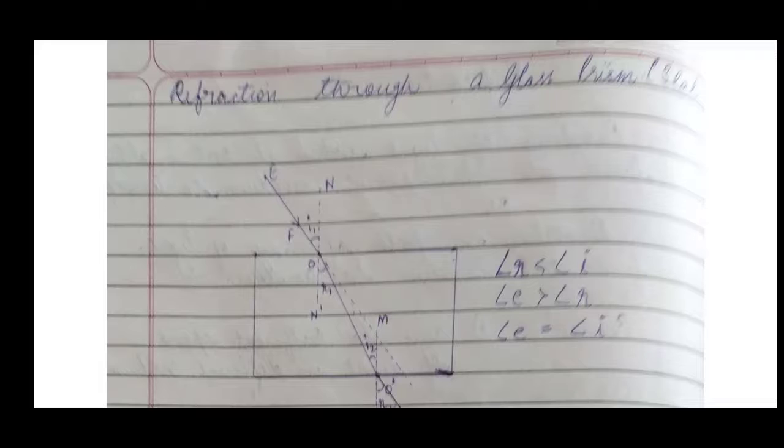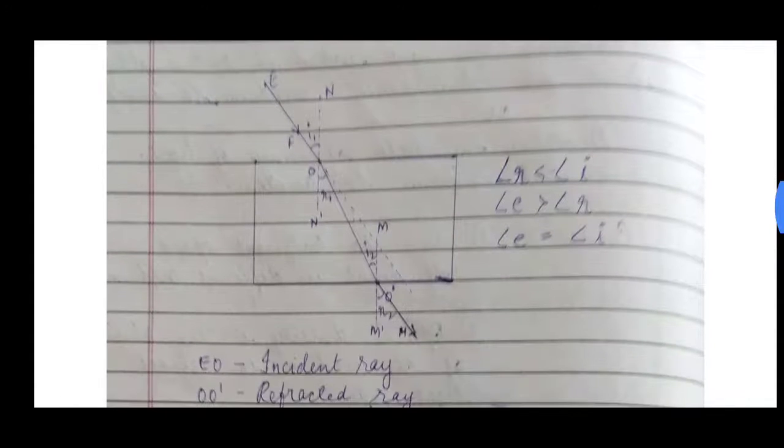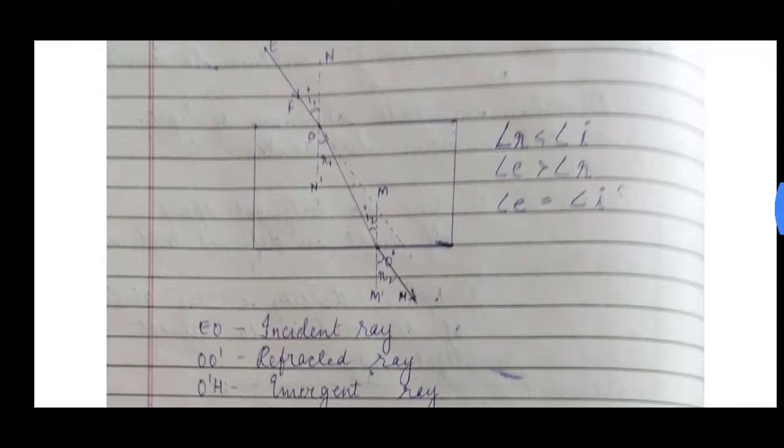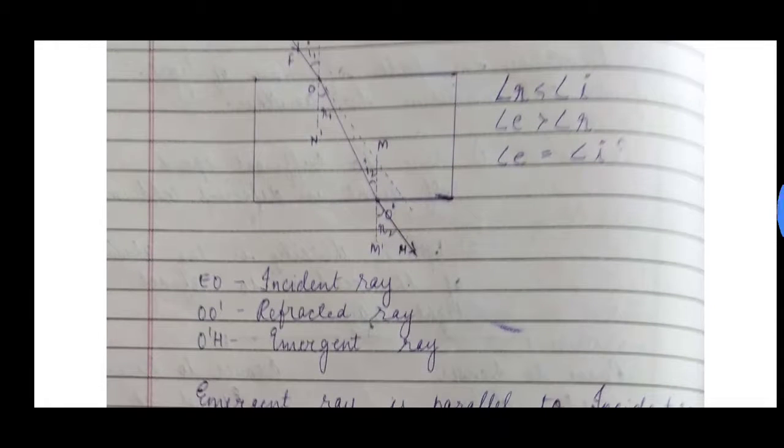Now, in this lecture we will discuss refraction of light through a glass prism. Suppose this is a glass prism and EO is an incident ray. EO is the ray of light that is coming and hitting the glass slab, O dash is the refracted ray, and O dash M is the emergent ray.